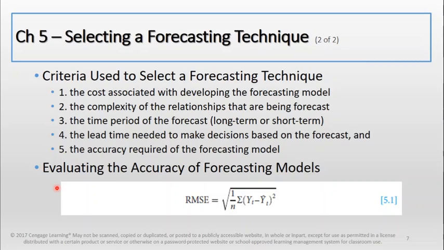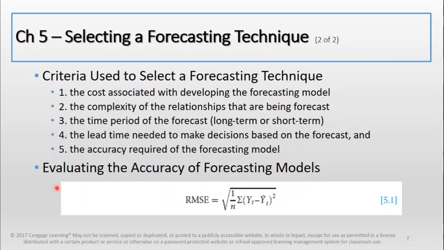So for example, if you can remember in our discussion in chapter 4 about regression analysis, when we were talking about the coefficient of determination or R squared, it was used as a measure of the goodness of fit of the predicted values from the model to the patterns in the actual data.